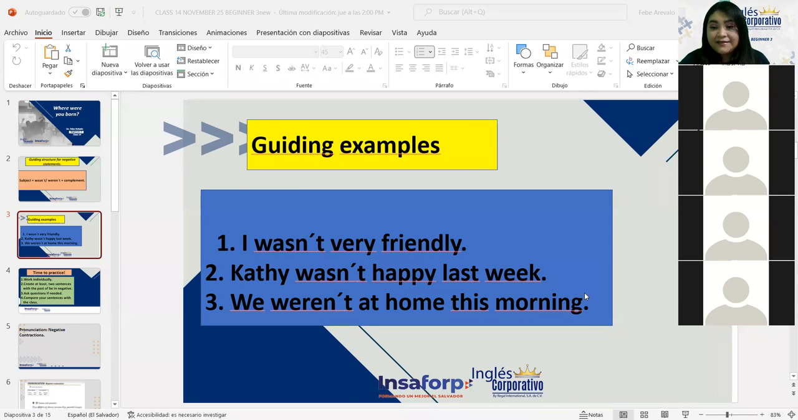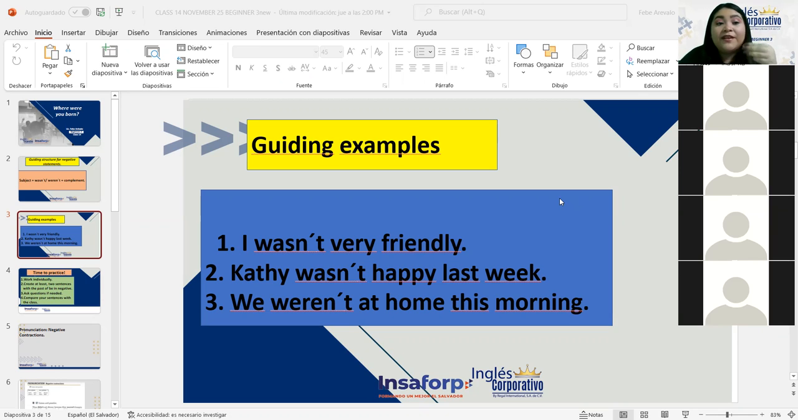Teacher, o sea, la que le edité sería simple past, dijo, ¿verdad? Sin el verbo to be. Si no le pusiera el verb to be. Pero como usted le puso, we weren't at the bank, ya llevaba ahí el verb to be. Ah, ok. There you go.